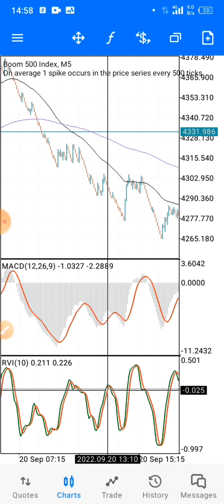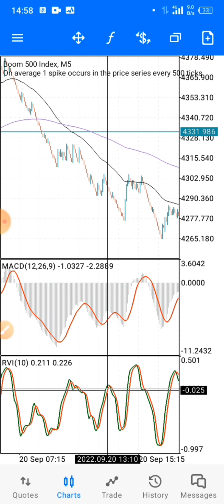This could have been a risky entry. Of course the EMAs are in our favor, but the MACD histogram was above the level 0, so this could have been a risky entry, though it worked out. But I don't encourage you to take these types of trades all the time, right?